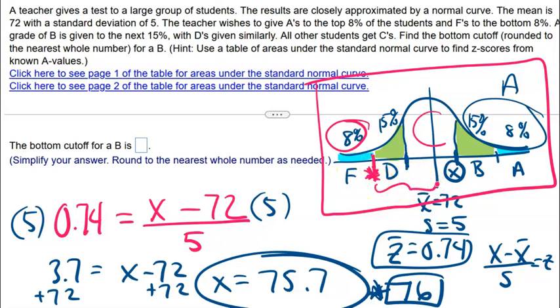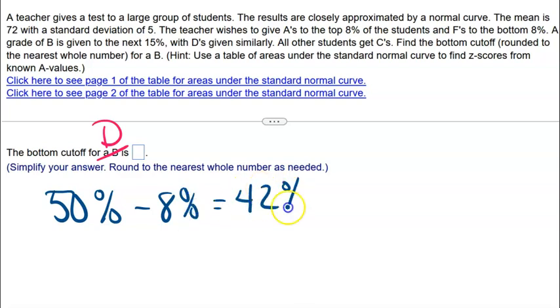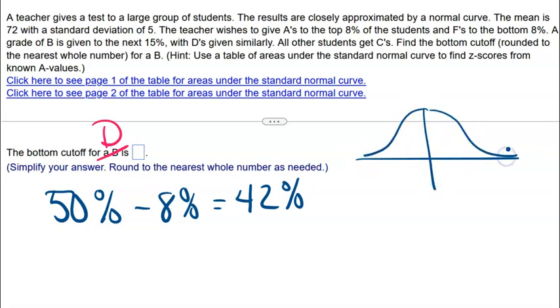You with me? Okay. So let's do 50% minus the 8%, that gives me 42%. So if I draw the picture, the curve again, the 42% is this. Okay, and that is the beginning of a D. Less than that, over here on the tail, you would make an F. Okay, so at 42%, if I could figure out what value is associated with 42%, I would be great.